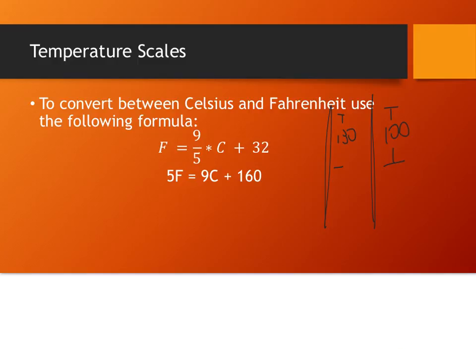This 32 comes from the fact that we have a 32 and a 0. 32 minus 0 is 32. So where these numbers come from hopefully kind of makes sense, but they're still weird and random. So this is actually a way that we're going to be using in class. 5F equals 9C plus 160. Now, basically what that means is if you're solving for Celsius, plug in your Fahrenheit and solve for C.